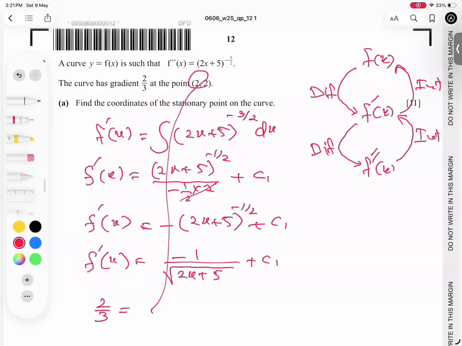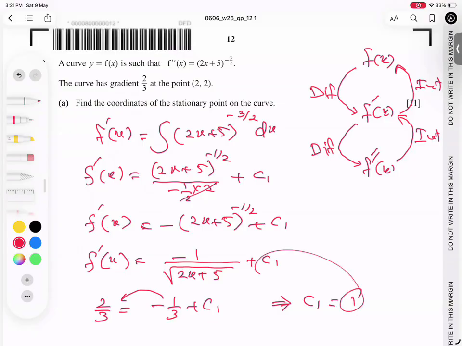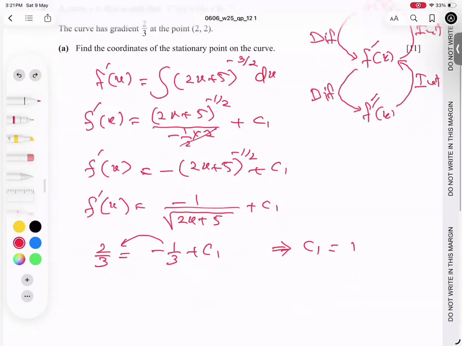At the same time, every x is replaced by 2. So 2 twos are 4 plus 5, 9. I'm getting 3 here. So negative 1 over 3 plus C1. It goes there, and C1 comes from here. So I'm getting 1. I'm going to plug this back into the equation. This is our final first differentiation. I'm getting this format, and plus 1 is there.